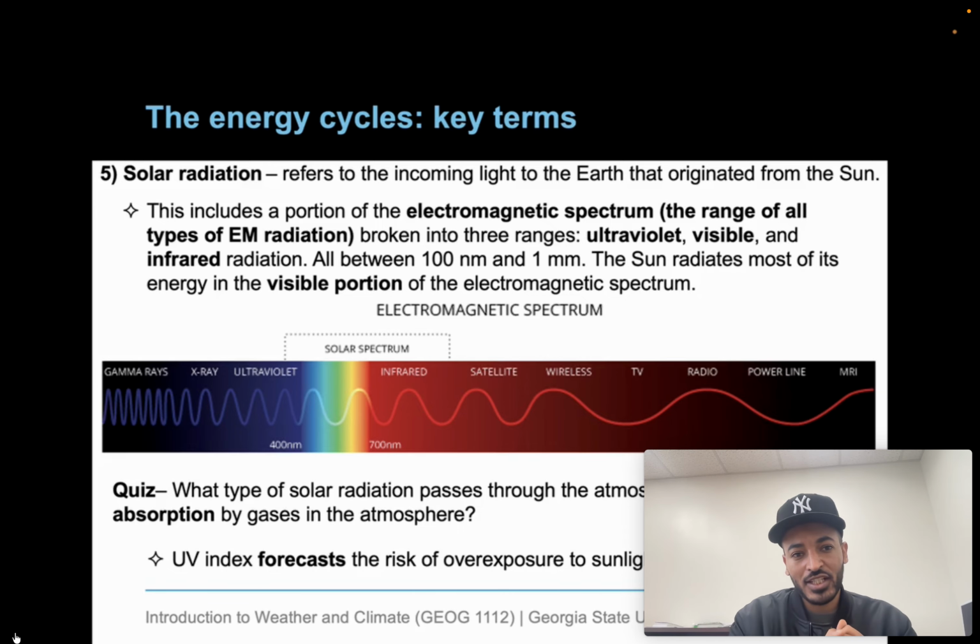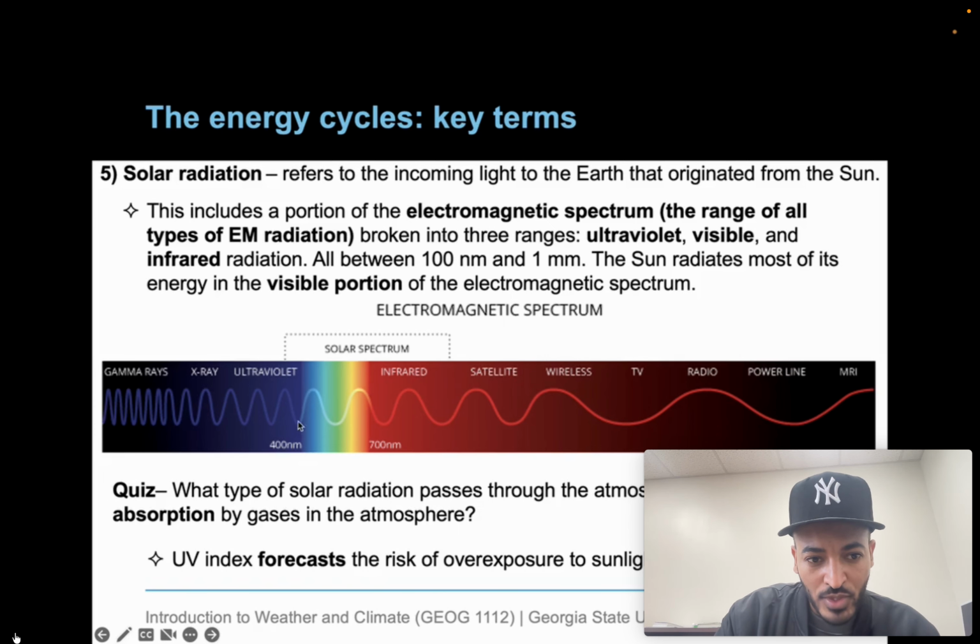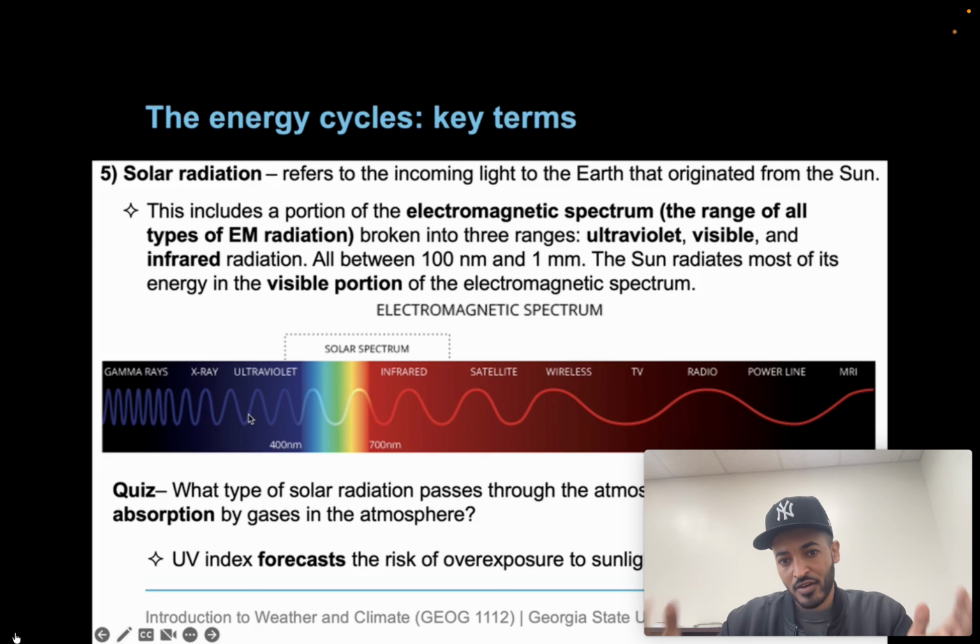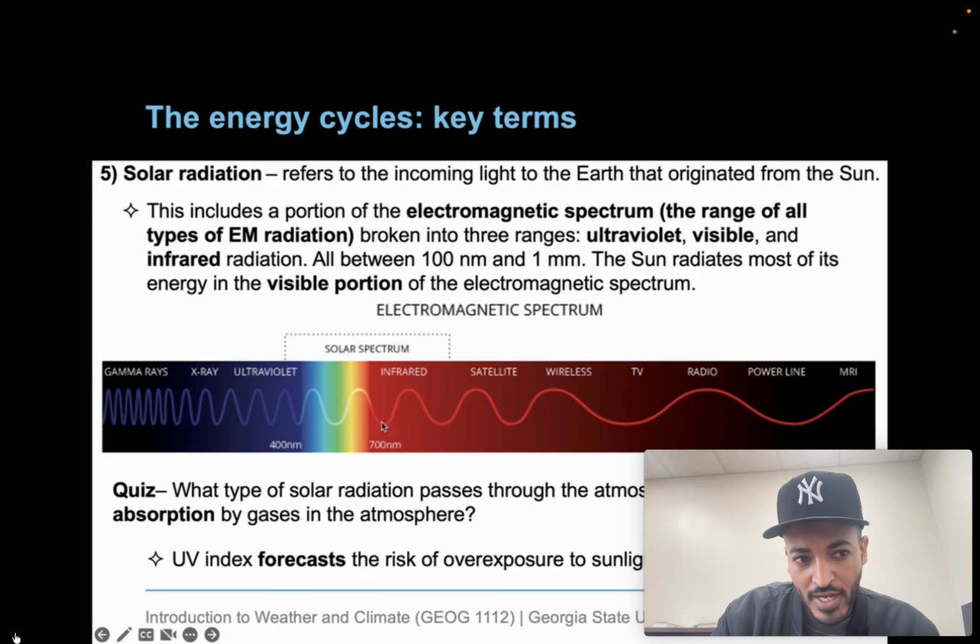But the solar radiation includes a portion of the electromagnetic spectrum, of course, and it's actually divided into three ranges. As you can see here, we have the more dangerous rays, for instance the ultraviolet rays here, and then we have the visible portion and what we call the infrared radiation.